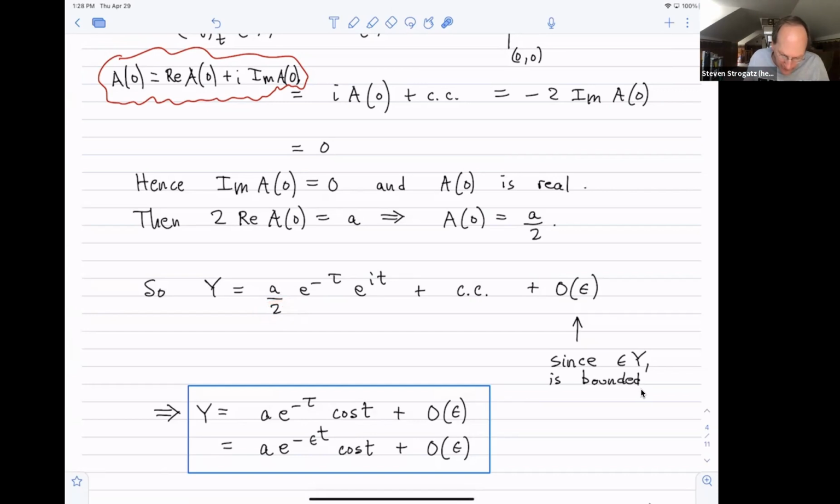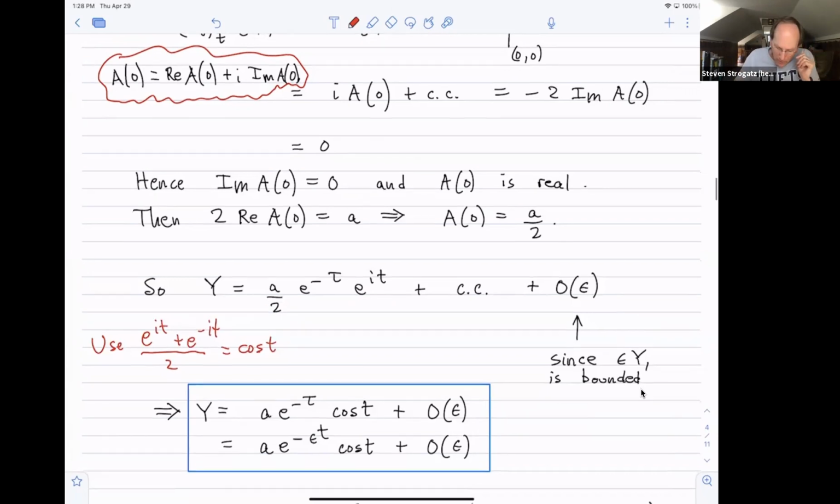This 2 is going in the denominator of the cosine when we write e to the it plus e to the minus it over 2 is cosine of t. So we're using that.